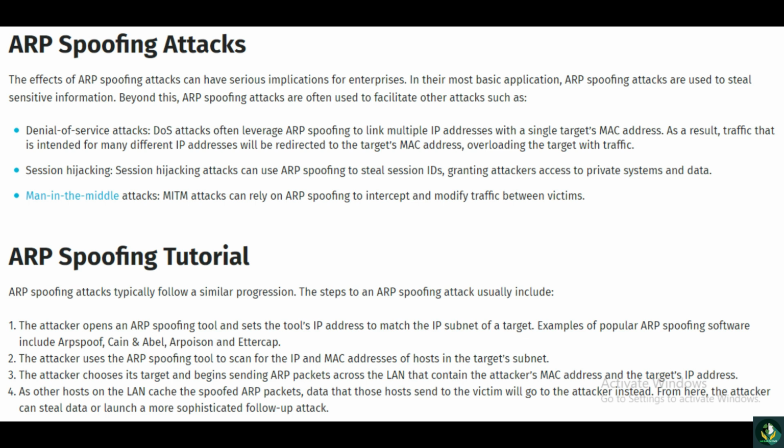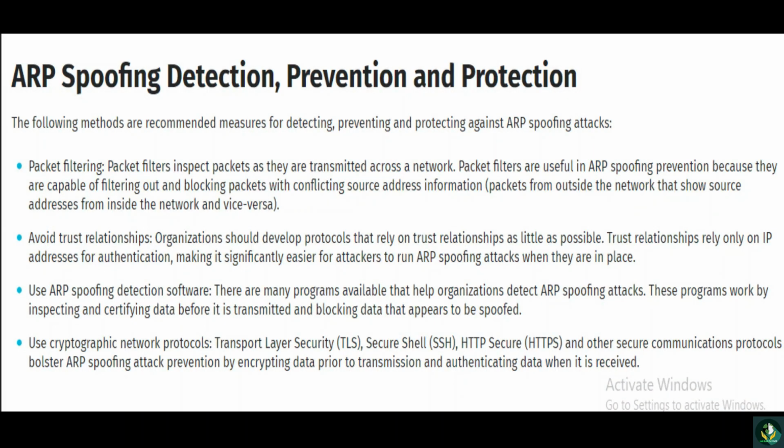ARP spoofing attacks typically follow a similar progression. The steps usually include: the hacker opens an ARP, the hacker uses the ARP, the attacker chooses its target, and other hosts on the LAN catch the spoofed ARP packets.